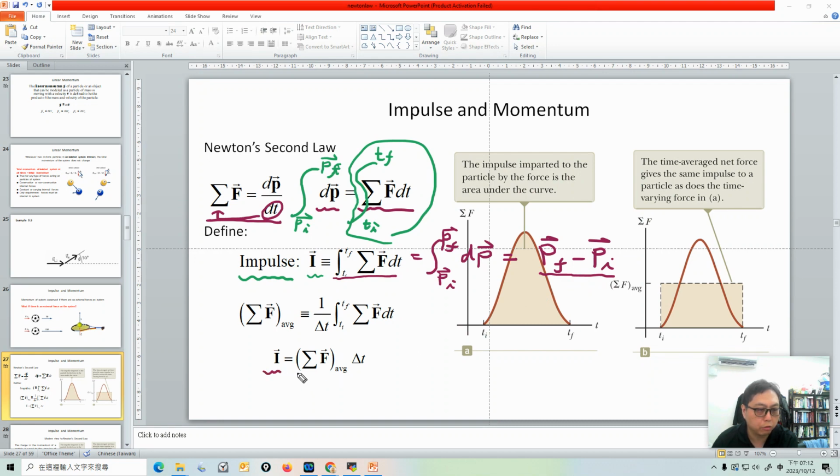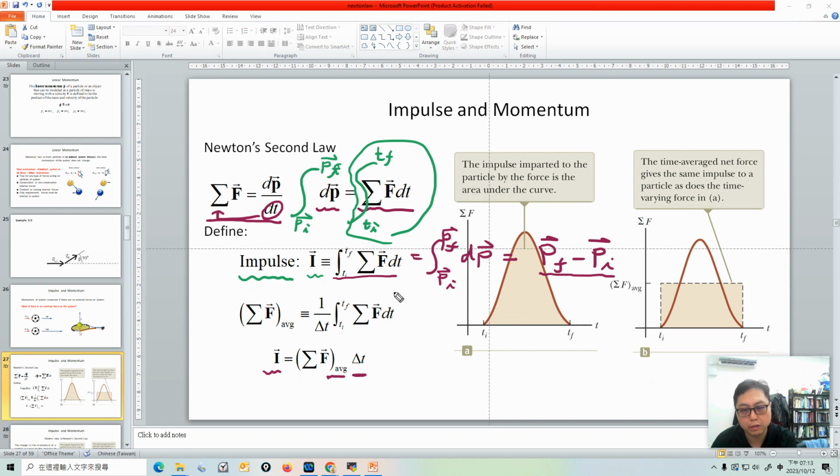And in most textbooks, they also give you a formula: impulse equals sigma F average times delta t. Why do textbooks give you this formula? It's because of this graph, the graph in the center. The horizontal axis is time, and the vertical axis is the summation F, and we do the integration of sigma F dt.